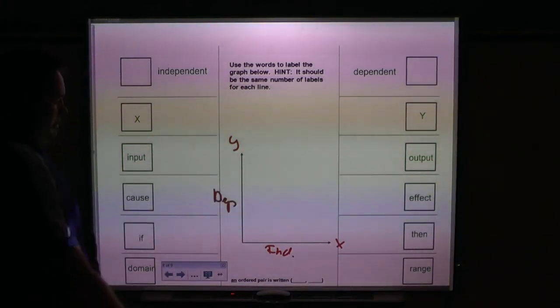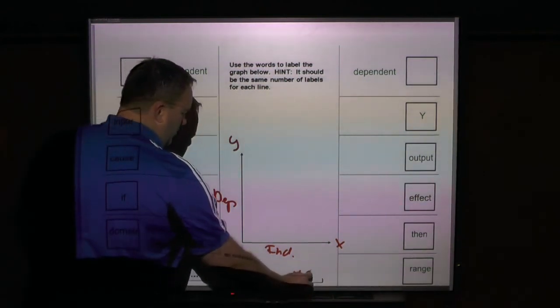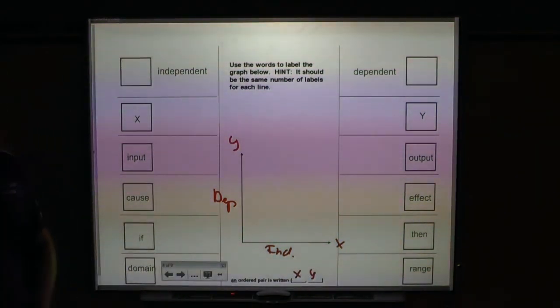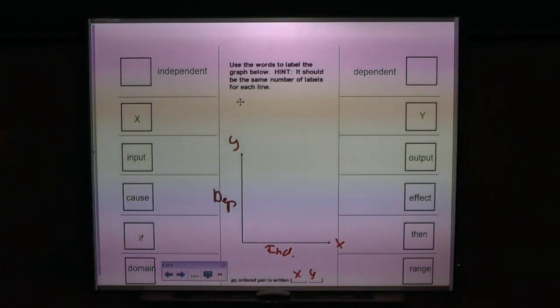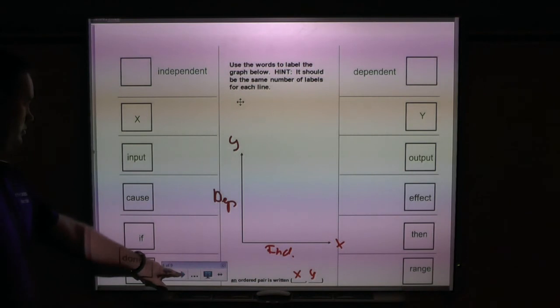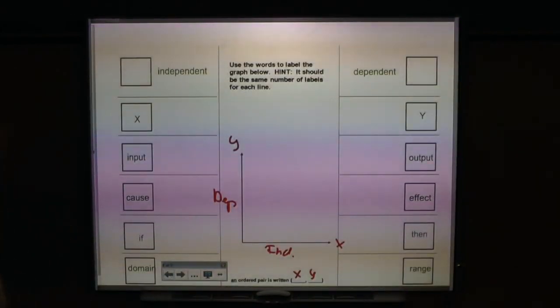Right? When written as an ordered pair, we write x and y. We talked about that with our coordinate plane review. So, hopefully you're able to see all that. Again, if you have any questions about this, make sure you ask me about it. Right? Alright. So, if you need more time to copy it down, pause it, look at it.